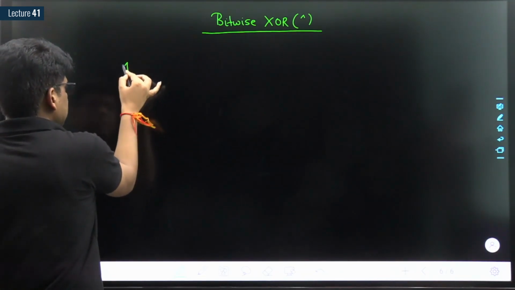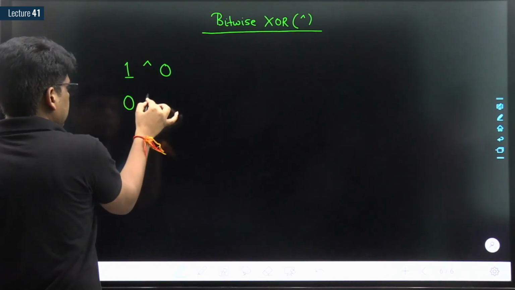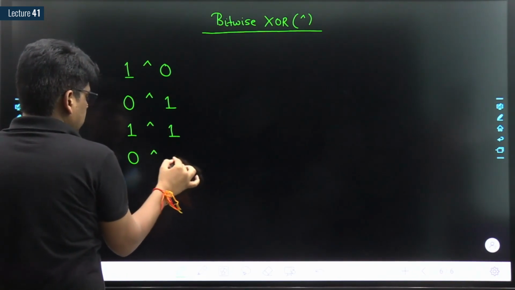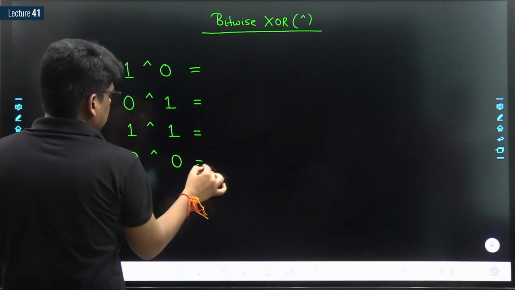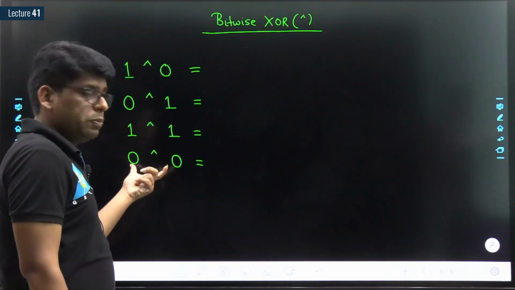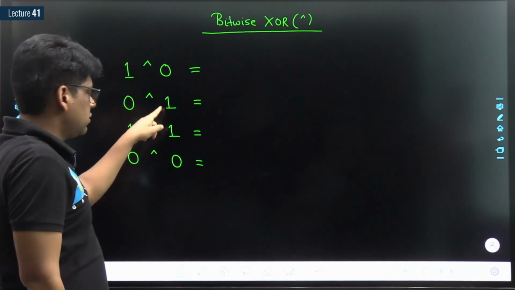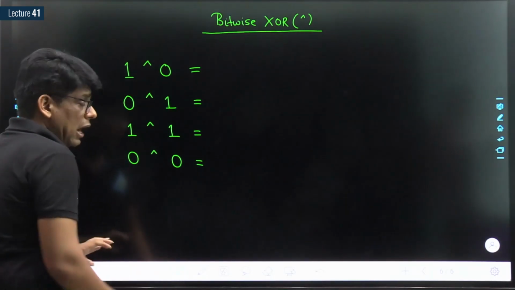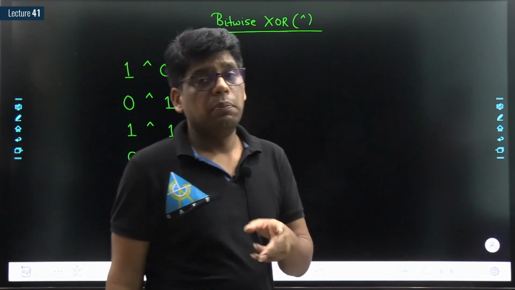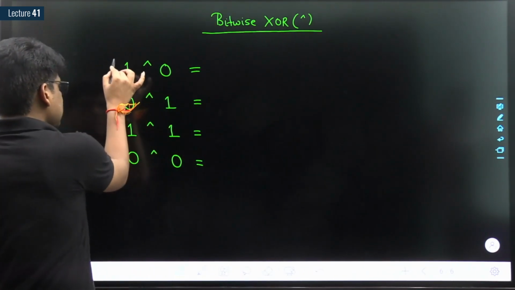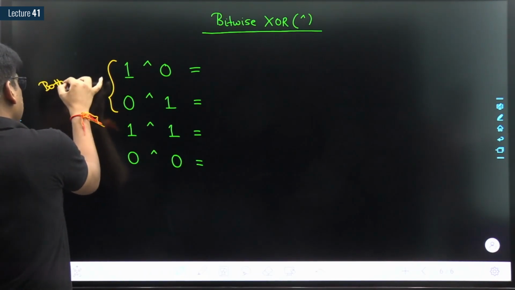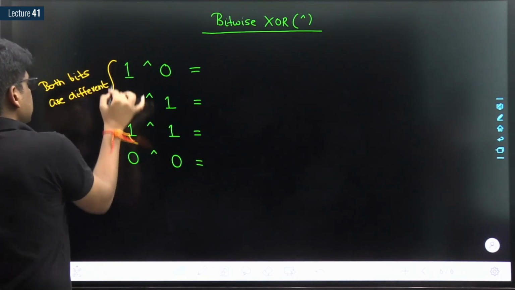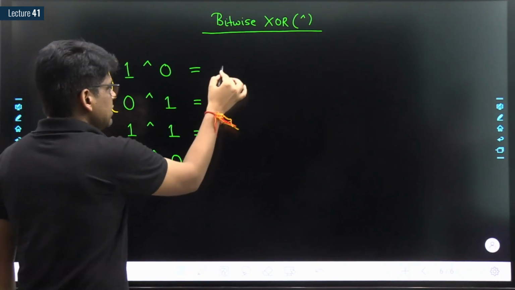I am asking about these four cases: both bits could be 0, both bits could be 1, first bit could be 0 and second 1, or first bit could be 1 and second 0. Always remember, the output of the XOR operator is 1 when both bits are different. That means if first is 1 and second is 0, or first is 0 and second is 1, then the answer is 1.